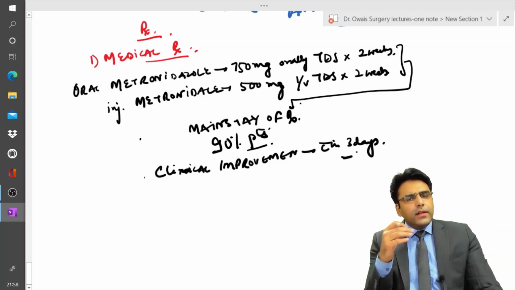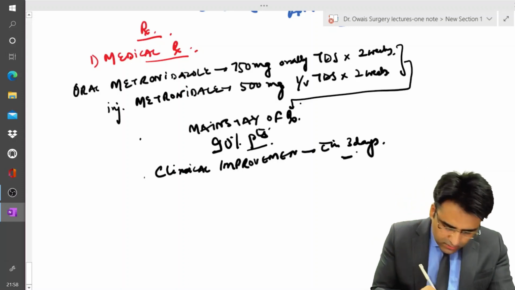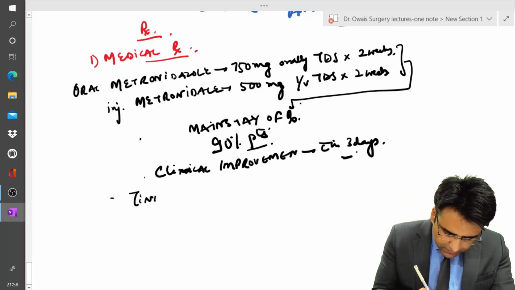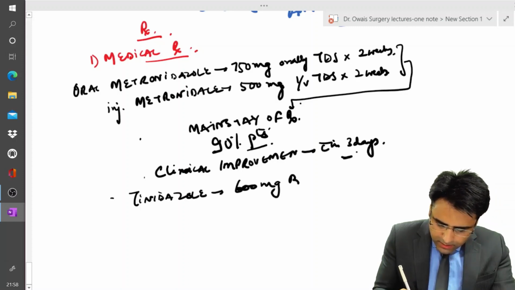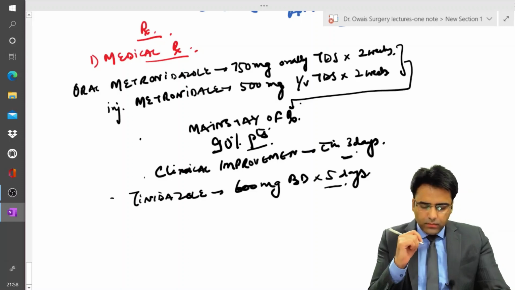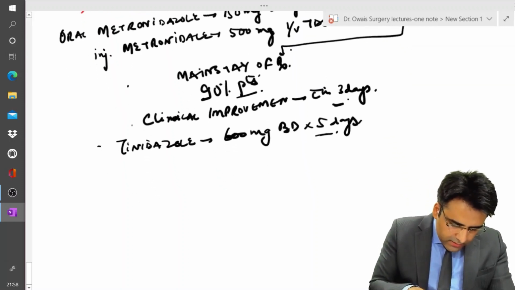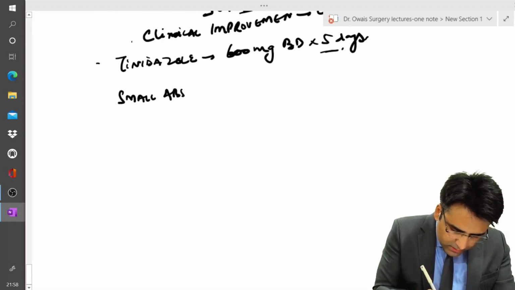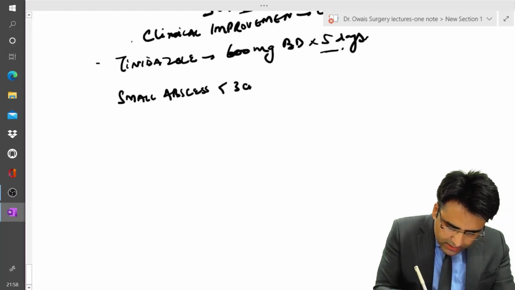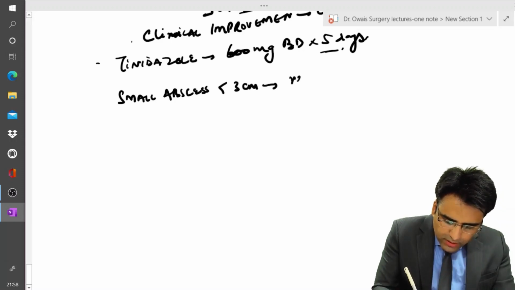Now, alternatively, tinidazole 600 milligrams BD can be given over a period of 5 days. So the alternate drug is tinidazole, given in the dosage of 600 milligrams twice a day for a period of 5 days. Clear? Now, next, small abscesses, that is less than 3 centimeters, show good response to drug.